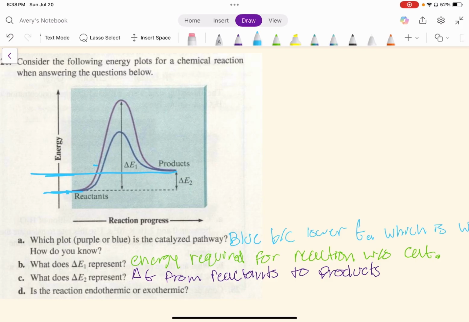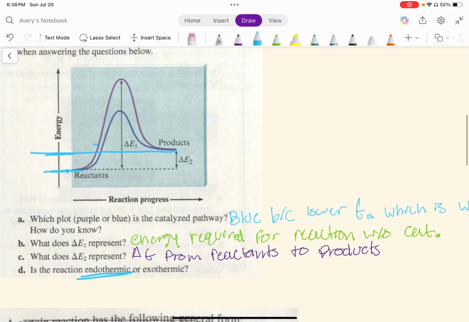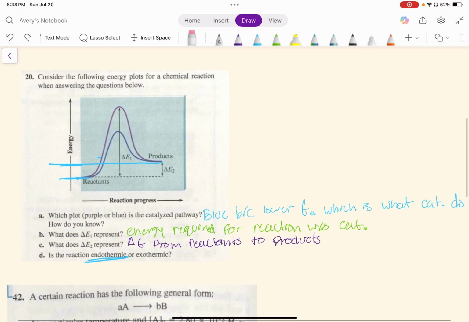Since the products have more energy, that means during the reaction, energy was taken in. So our reaction is endothermic because products have more energy than reactants, meaning that heat went into the reaction. And I trust you can write that down because I don't feel like spelling it out.